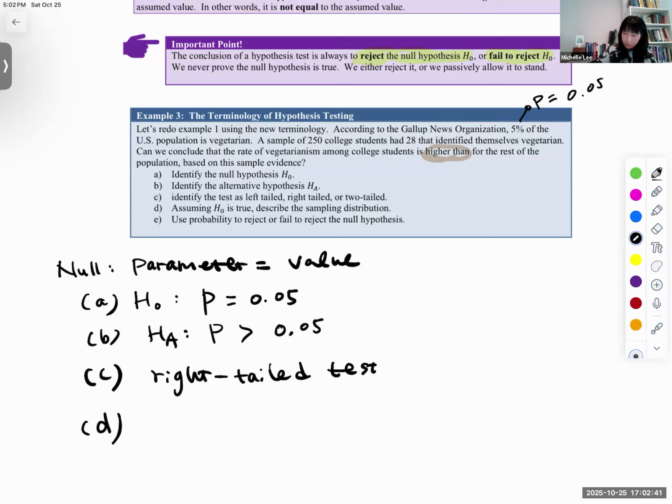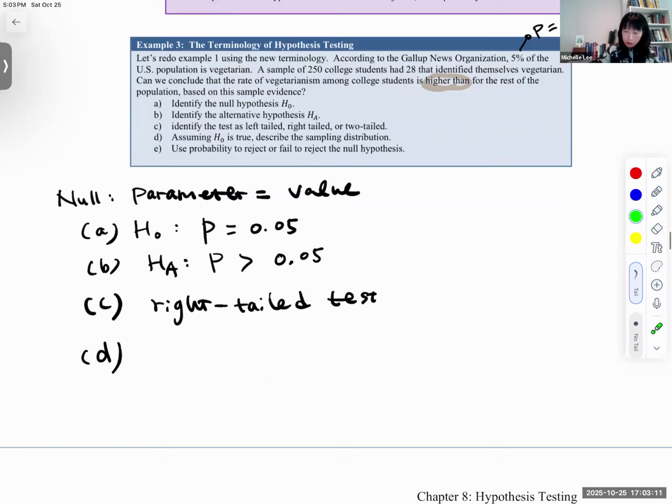All right. So part D is about assuming the null hypothesis is true. Describe a sampling distribution. So in the sampling distribution, what do we have to check? We have to check their mean and their standard deviation and whether the distribution is normal or not, right? This is a kind of review from the previous chapter, right?